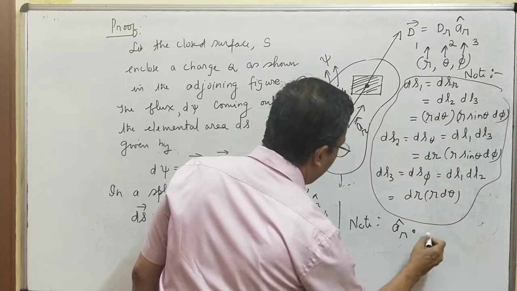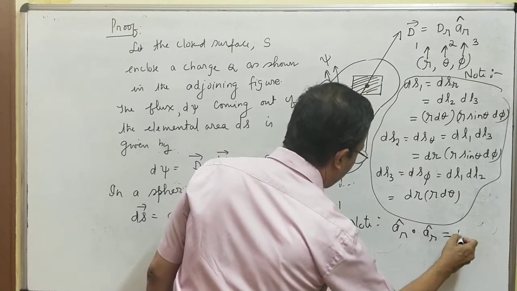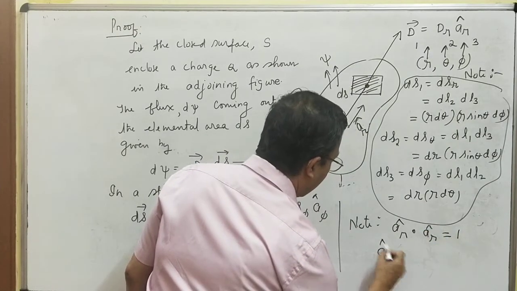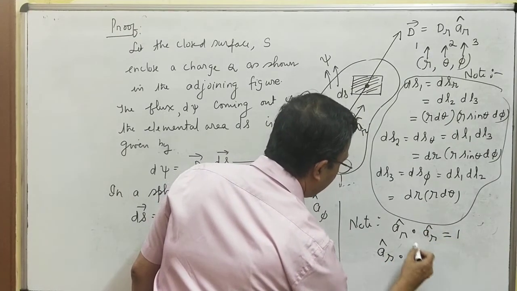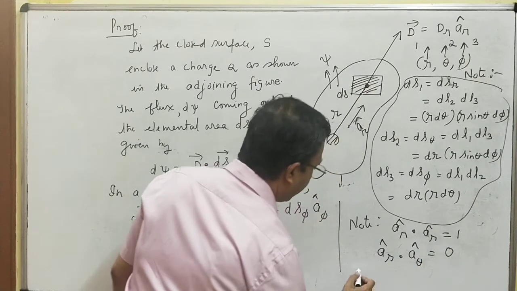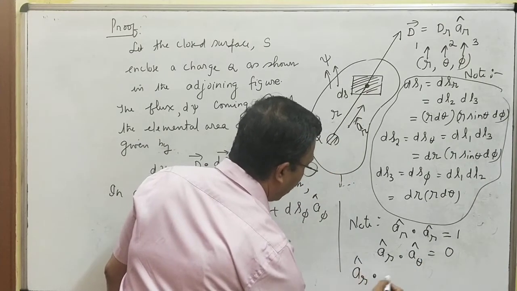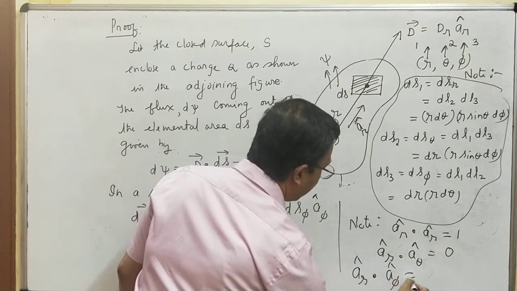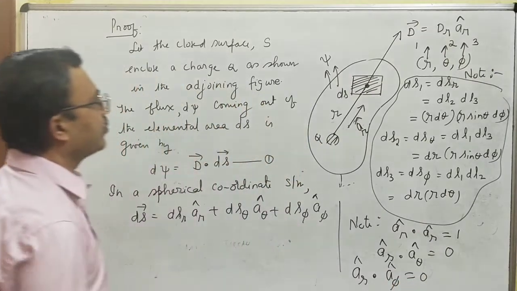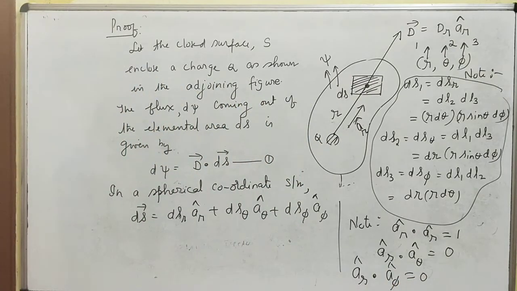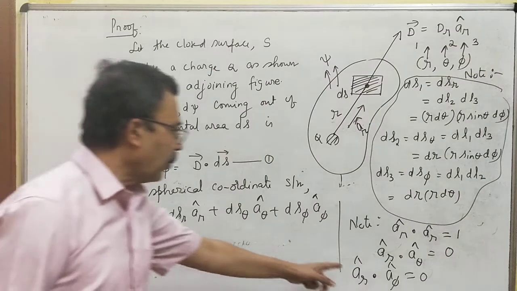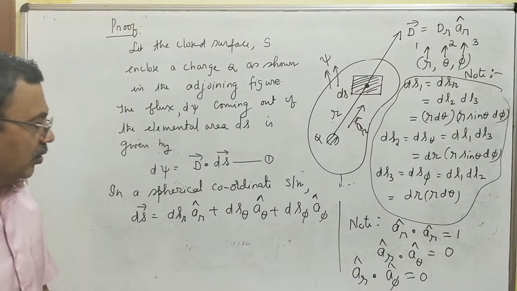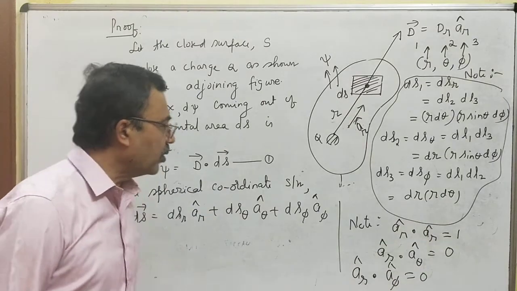Also note that ar cap dot ar cap is what? 1. Ar cap dot a theta cap is equal to 0. Ar cap dot a phi cap is equal to 0. Ar cap dot ar cap is equal to 1. Ar cap dot a theta cap is equal to 0. Ar cap dot a phi cap is equal to 0.